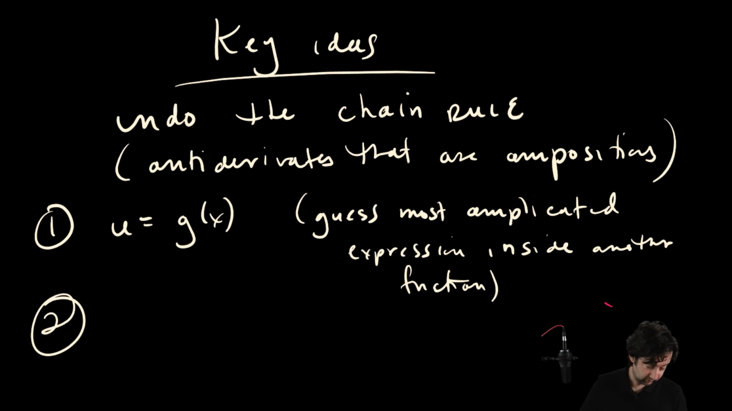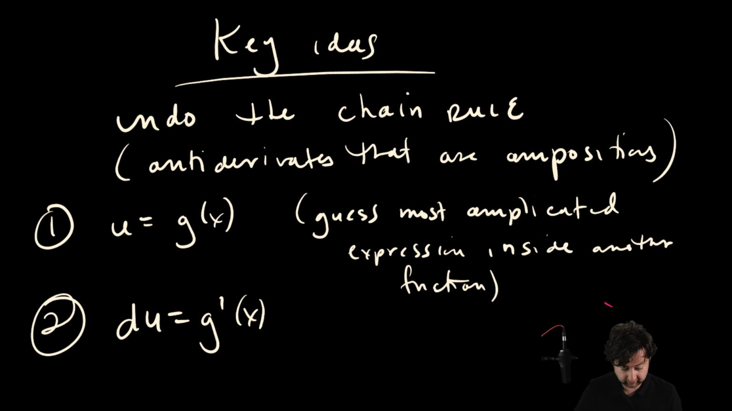Two, du is equal to g prime of x dx. Now, that's a differential expression, but the idea here is that when you're using the substitution method, you don't just have to replace the expression that you found as your u, but you also have to make sure that the derivative of that expression appears somewhere in the integral as well. And this is typically where the computation happens or anything complicated.